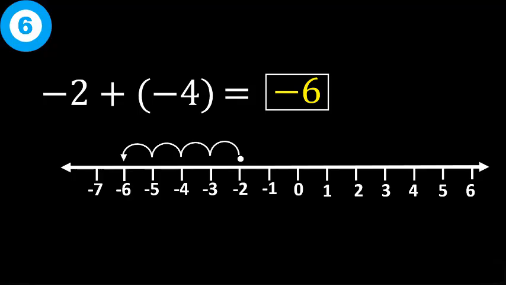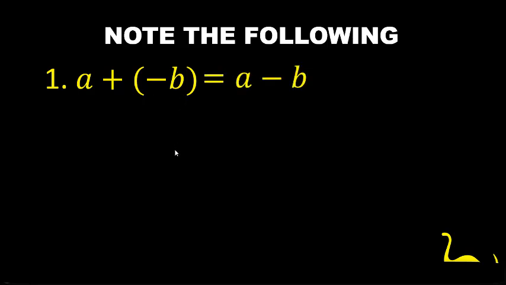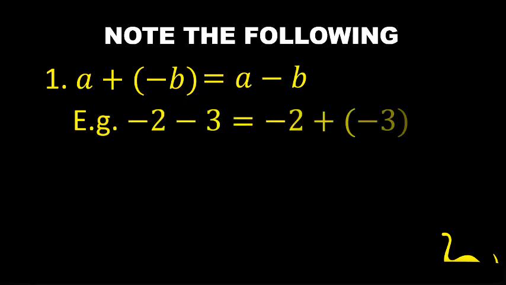Now let's look at some important notes. Number 1. If A is an integer and negative B is also another integer, then A plus negative B is simply the same as saying A minus B. So for example, negative 2 minus 3 is the same as saying negative 2 plus negative 3. So you can look at it from the right to the left or from the left to the right. It is the same. Both sides are saying the same thing.